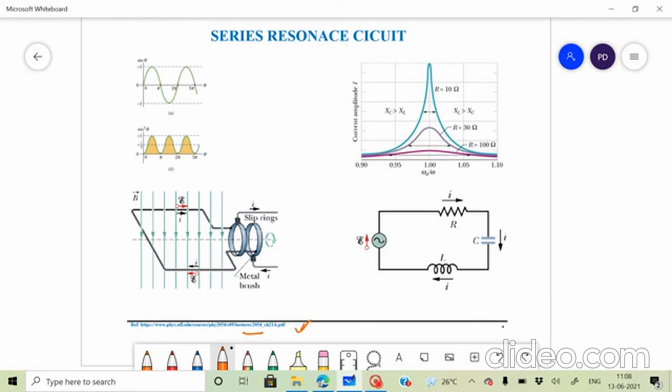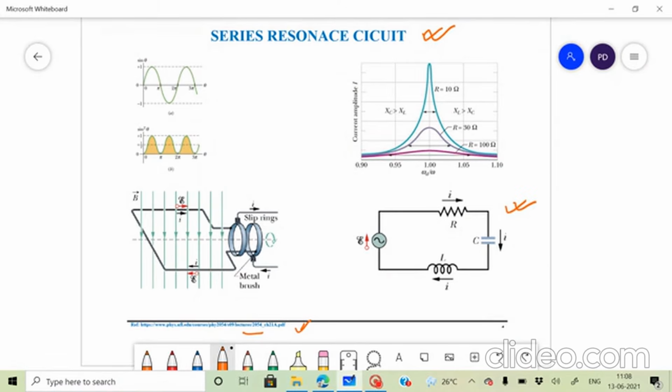So let me explain the first initial few points regarding this particular experiment. This experiment's name is called series LCR circuit. It is also called series resonance circuit. So let's come to the circuit diagram first.